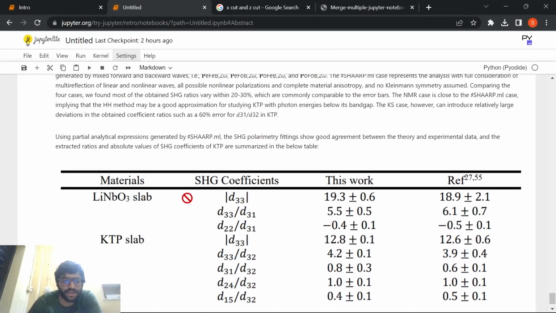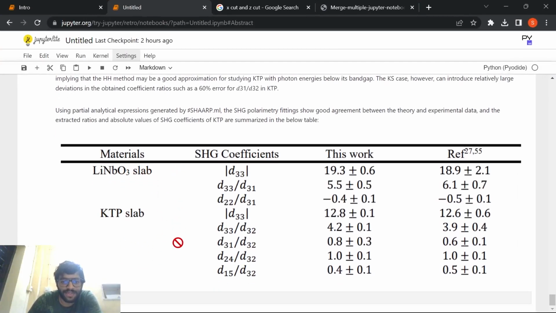And comparing for LiNbO3 slab and KTP slab, the SSD coefficients from Sharp to Temple and from experimental data, we can see the error was very small, and thus this shows Sharp to Temple is highly reliable. And that will be it for me.